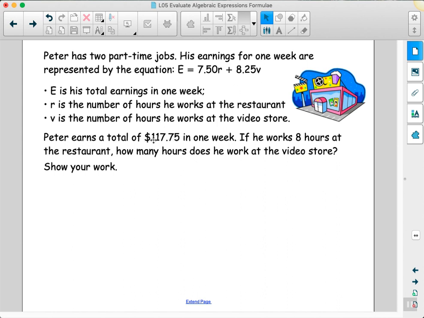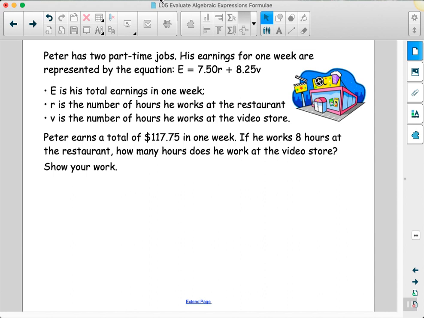They've now given us this number. You need to decide now if this number here, is that E, his earnings for 1 week? Is it R, the number of hours he works at the restaurant? Is it V, the number of hours he works at the video store? And now you're given this 8 hours. Again, is that E, R, or V? You're going to plug the numbers in where they belong in this equation, and then you're going to isolate for the correct variable. Okay, I'm going to pause.